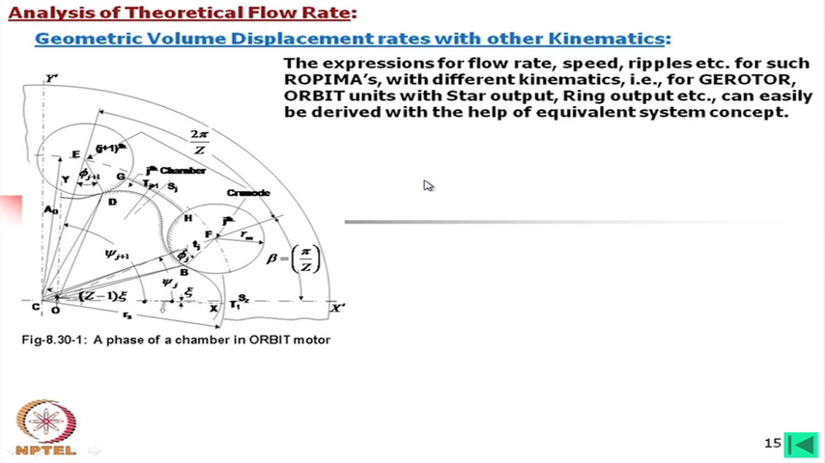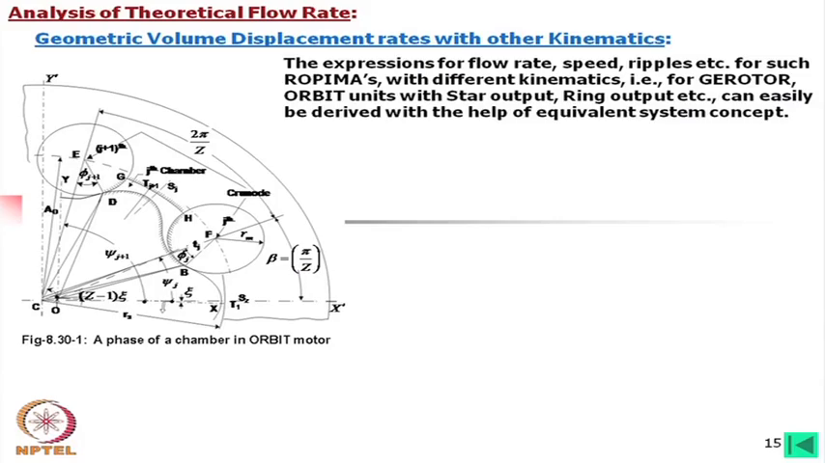The expressions for flow rate, speed, ripples, etcetera, for such rotary piston machines with different kinematics, that is zero torque, orbit units with star output, ring output, etcetera, can easily be derived with the help of the equivalent system concept. What is it? Now, in the orbit motor, what we have seen, the ring remains fixed and output is taken through the star. The star has two rotations. One rotation is the revolving action around the central axis, that is the axis of the outer ring, and it also has rotation about its own axis, which is the output in the case of the orbit motor.